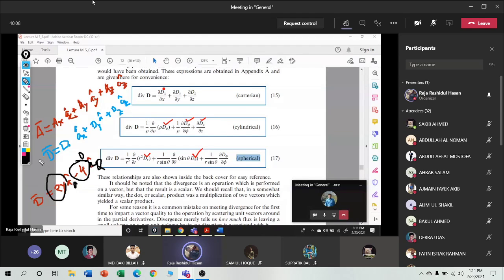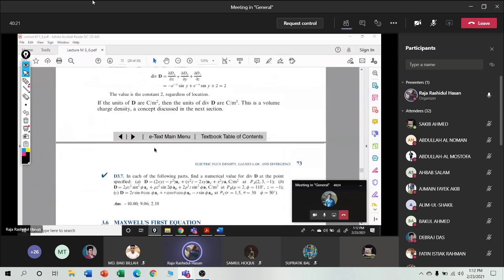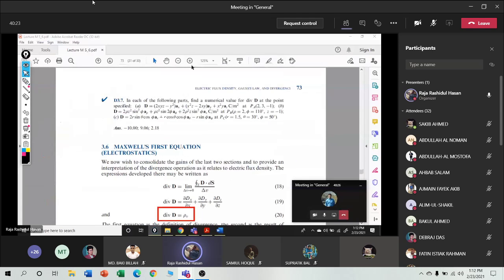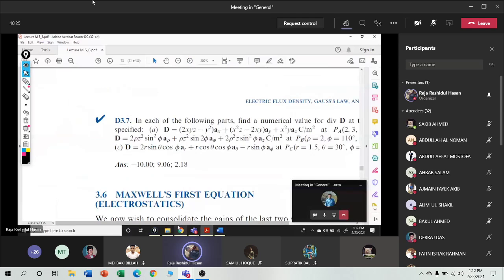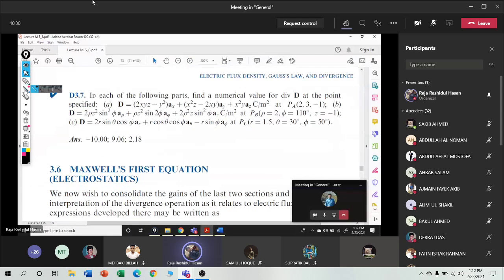So these are the different formats from the equation of D. How can we find the dx, dy, dz or d rho, d phi, dz? Okay, I think you have understood. Now we can solve one problem. Read the question.